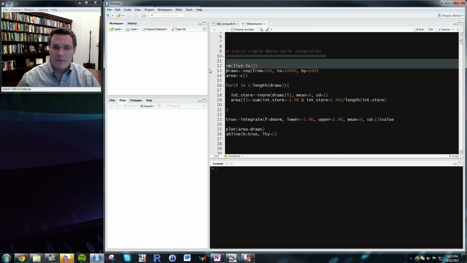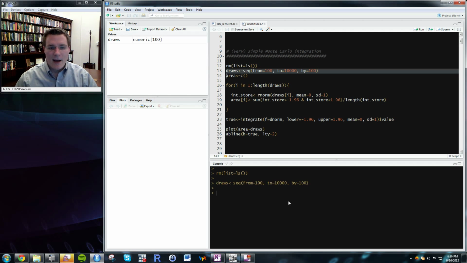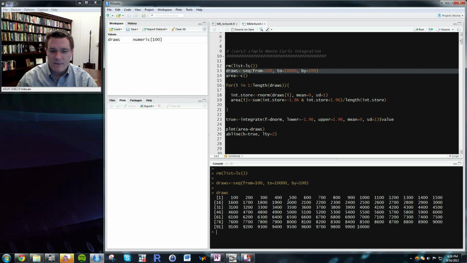So what I'm going to do is first clear the memory. It's always a good idea to clear your memory when you're getting ready to run some code. And I've saved a vector here called draws. And draws is just a series of numbers from 100 to 10,000 that tells R how many samples it's going to take from the target distribution in order to perform the Monte Carlo integration. And as you might expect, the more draws that you take from the target distribution, the more accurate your integral will be.